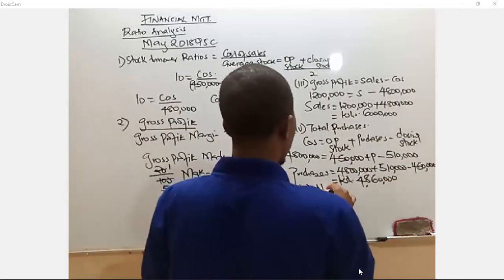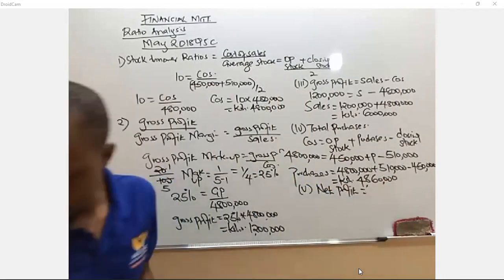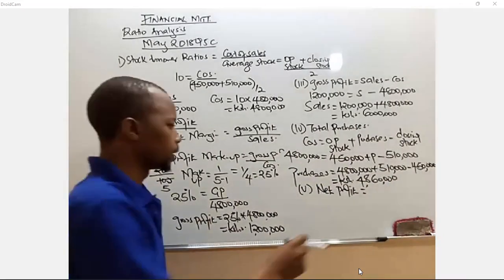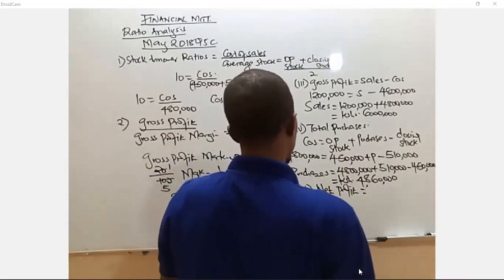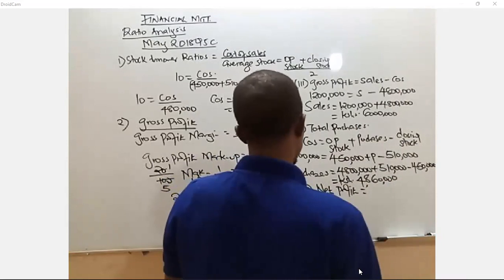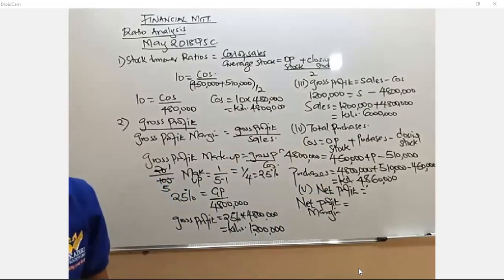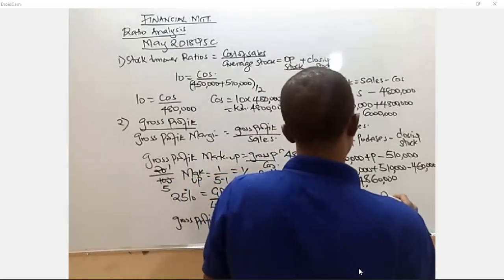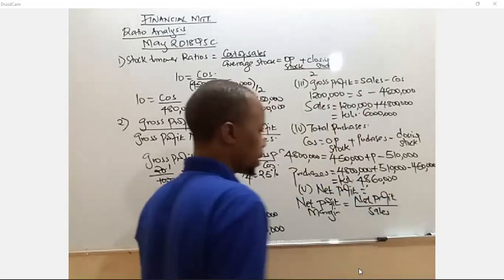You are being asked about the net profits. And we say, to get my net profits, I will remember that to get the net profit margin, which is already in the question, we normally take the net profits and divide by sales. Because now we have the sales, we are on a better side.